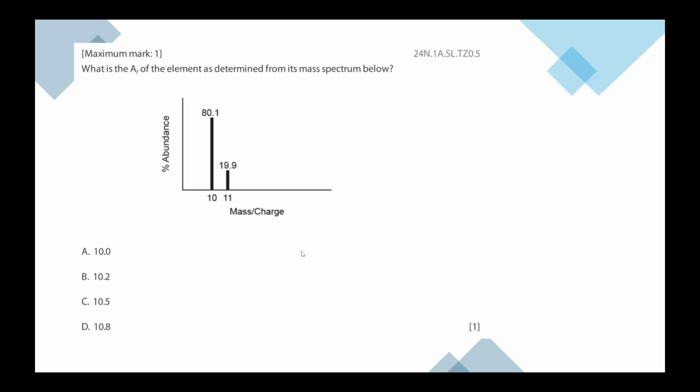First thing it gives us is the percentage abundance, which is important. We've got the values here. We're not expected to read it using a ruler or anything. It gives us the numbers there and the mass to charge ratio, but essentially this is just the mass. So we have a mass of 10, 80.1% of it is 10, and 19.9% of it has a mass of 11. It's always that because the charge is always plus 1, so it's mass divided by 1, and that number is the mass to charge ratio, but it is just the mass.